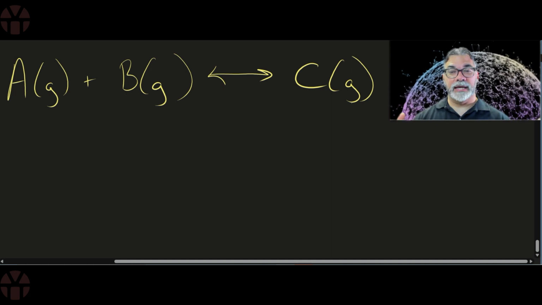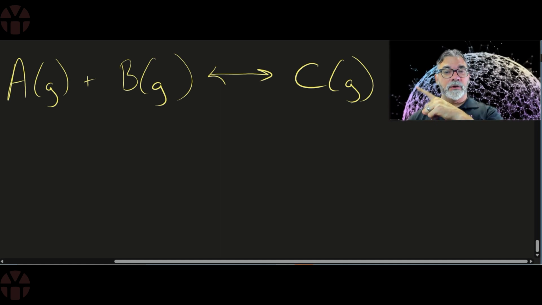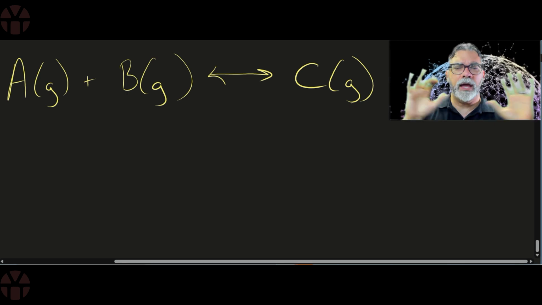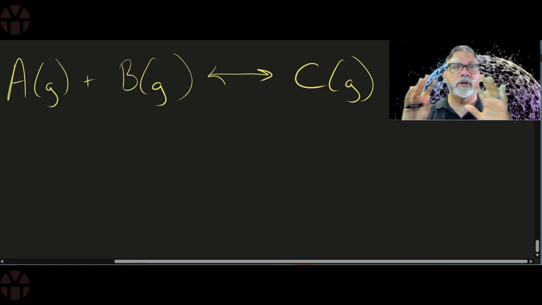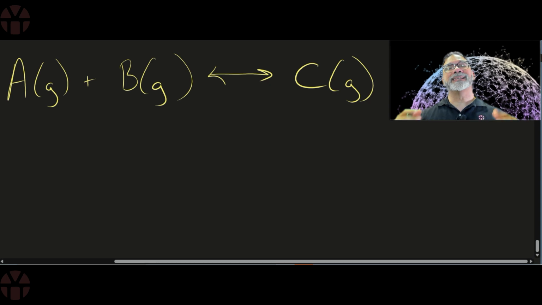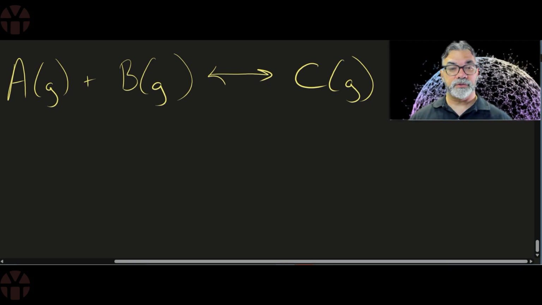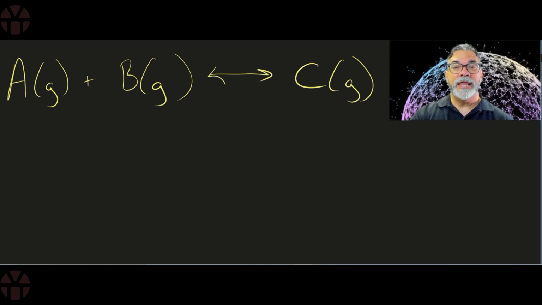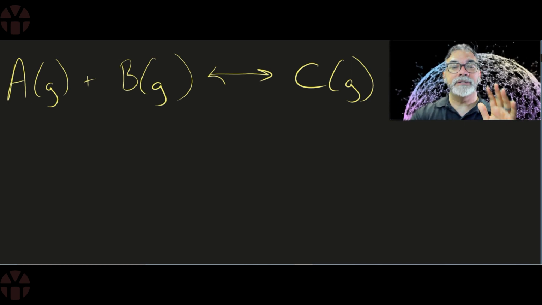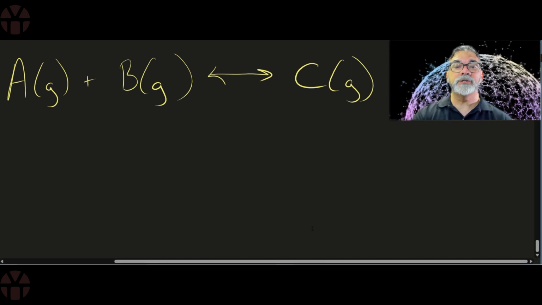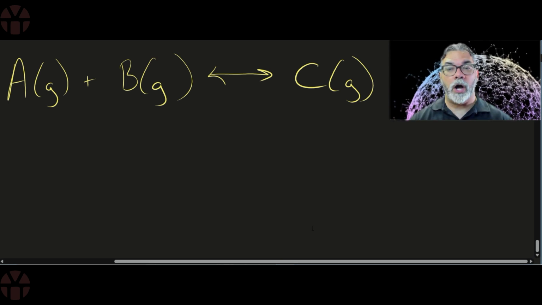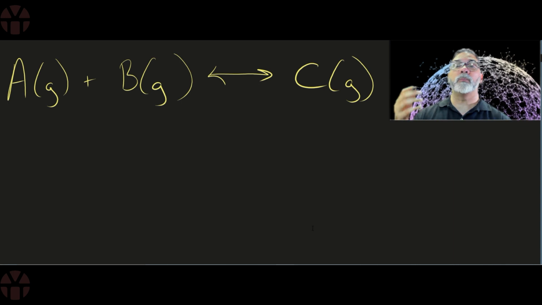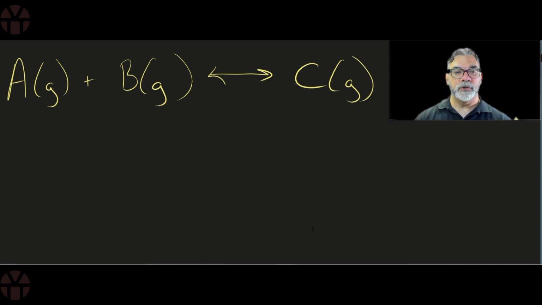Now let's once again look at our favorite equilibrium equation. A plus B produces C. I'm making all of these gaseous for right now. You'll understand why. But what we want to do is take a look at LeChatelier's first principle. Again, LeChatelier's first principle stated that a change in concentration, whether it be of my reactants or products, will cause the equilibrium to either shift to the right or to the left to help reestablish what the original ratio was.